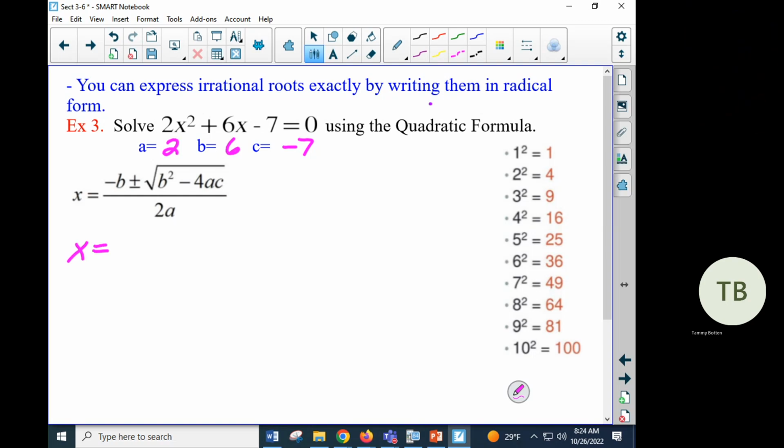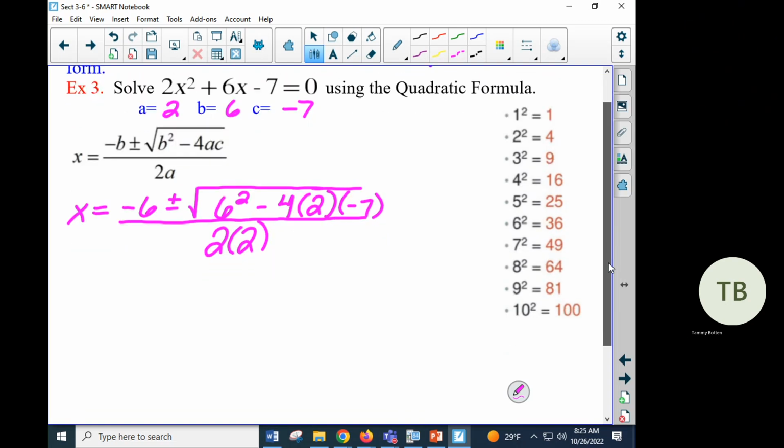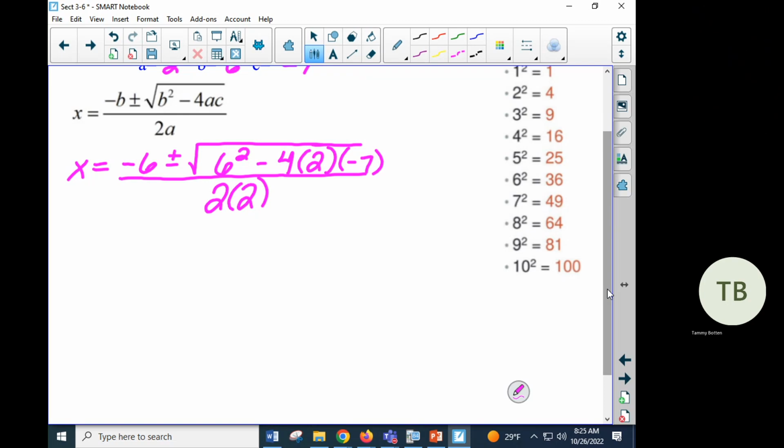So negative B is negative 6 plus or minus. B squared is 6 squared minus 4 times A is 2 times C is negative 7. And that is all over 2 times A, which is 2 times 2. Now again, go and punch this into your calculator.